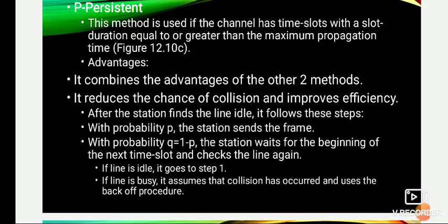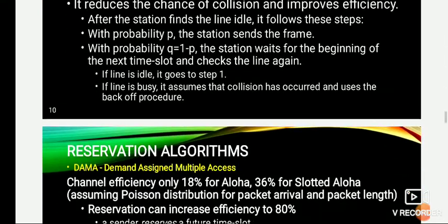After the station finds the line idle, it follows these steps. With the probability P, the station sends the frame. With the probability Q equal to 1 minus P, the station waits for the beginning of the next time slot and checks the line again. If the line is idle, it goes to step 1. If the line is busy, it assumes that a collision has occurred and uses the back-off procedure.